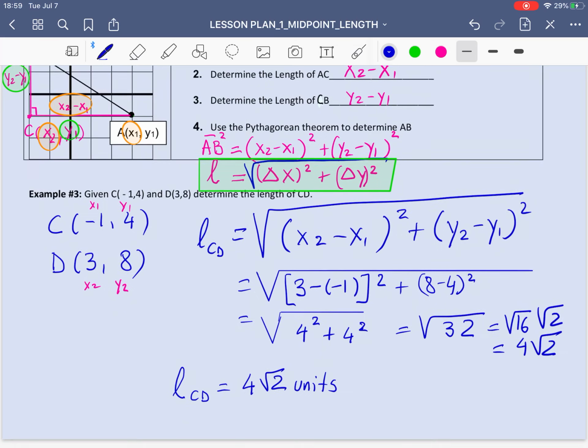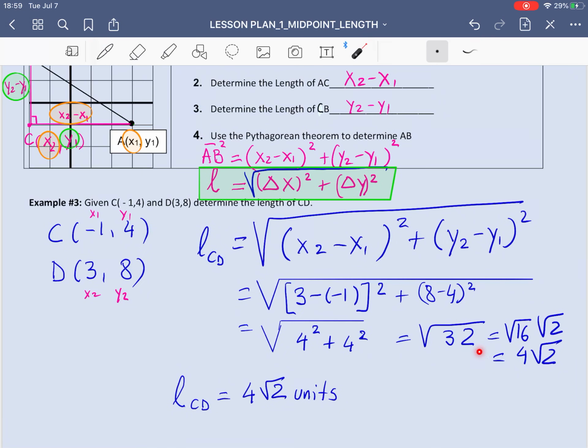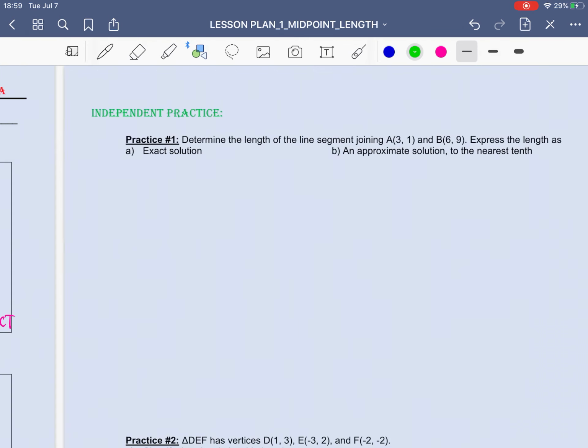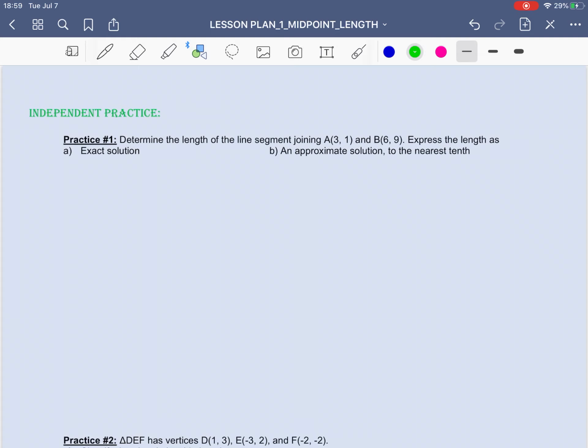Now you're probably wondering, okay, so I don't really remember how to go from here to here. It's okay, you can leave your answer as square root of 32 if you wish. Okay, it will still be marked correct. All right, so now that we know how to find the length of a line segment when we're given 2 points, we are going to practice it.